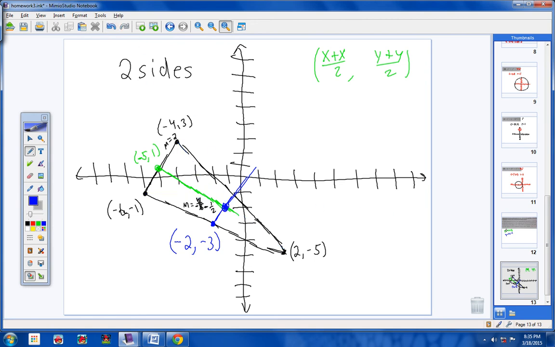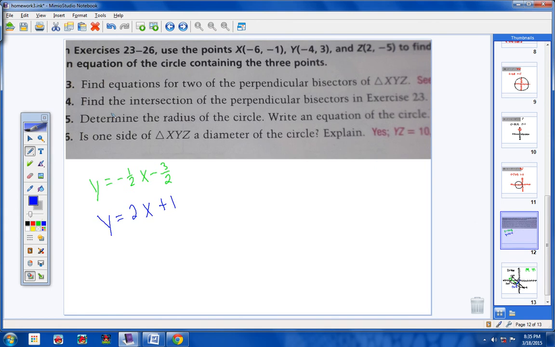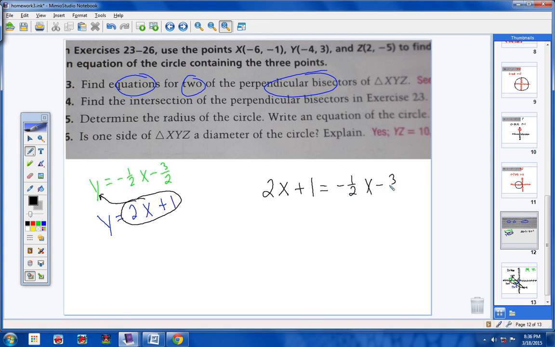Well, that's what I'm going to do now, and that's what problem number 24 says to do. Find the intersection of your two perpendicular bisectors. 23 is done. We found the equations of the two perpendicular bisectors. Now we're going to find where they intersect. Well, the only way to do that is to say, okay, this equals y, so pick this up and put it in place of y. So I have 2x plus 1 equals negative 1/2 x minus 3/2.